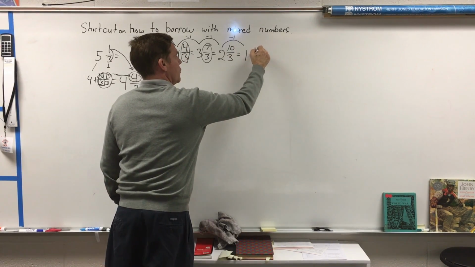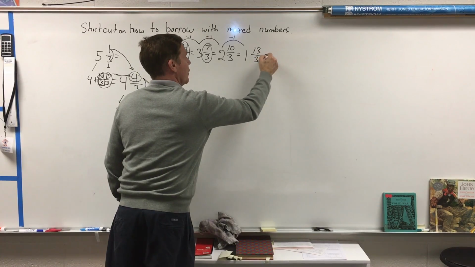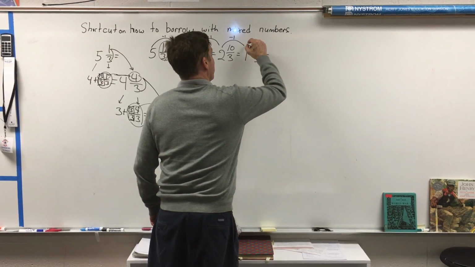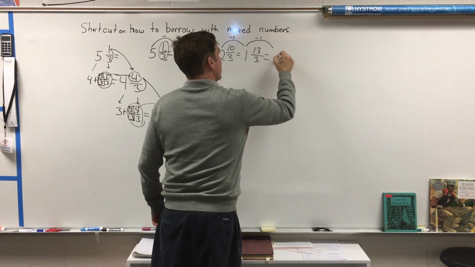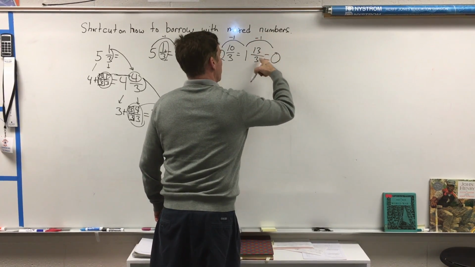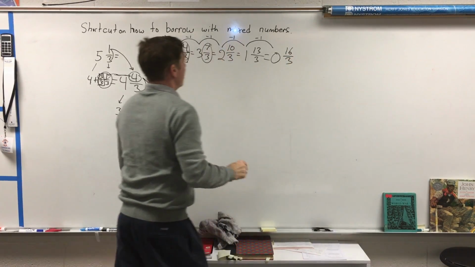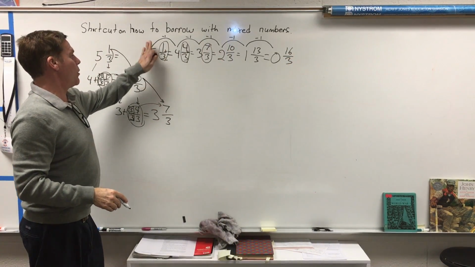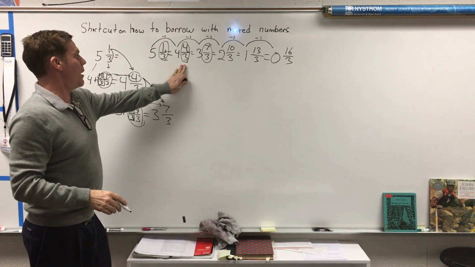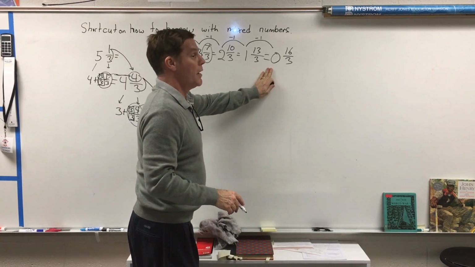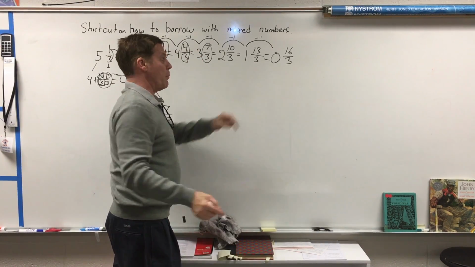3 plus 10 is 13/3. And if I want to finish it all the way up, minus 1 is 0. 13 plus 3 gives me 16/3. So here from 5 1/3, I borrowed 1 time. I borrowed a 1 here, another one, another one, another one. Okay? Well, let's make sure that's true.